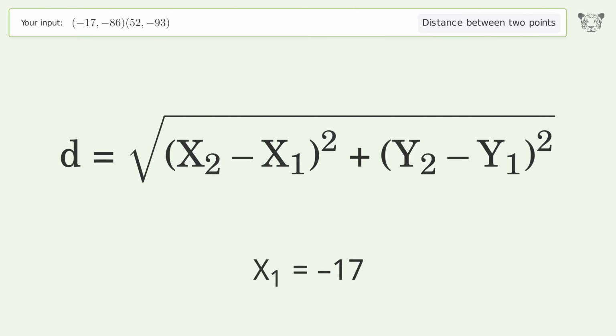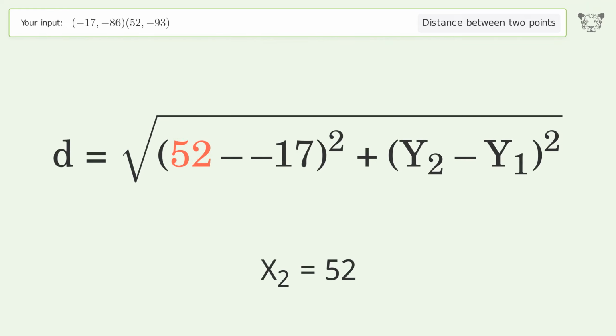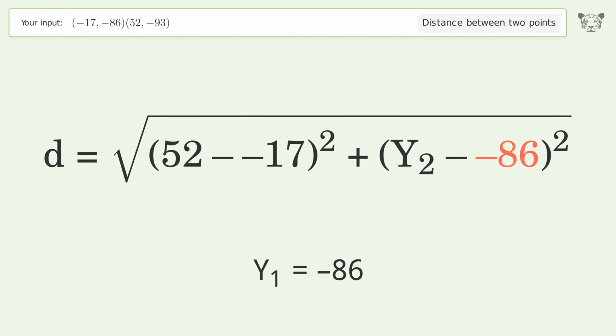x1 equals -17. x2 equals 52. y1 equals -86. y2 equals -93.